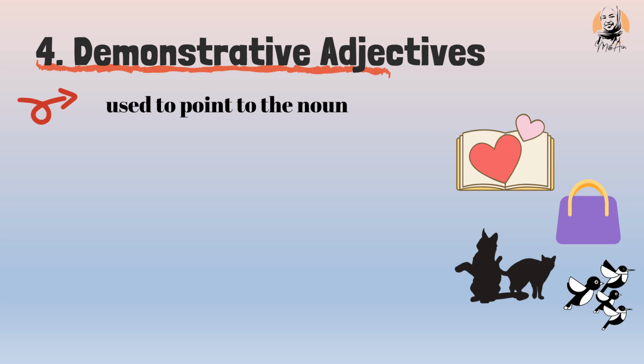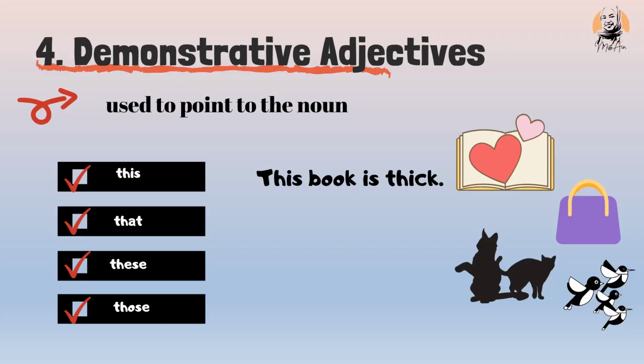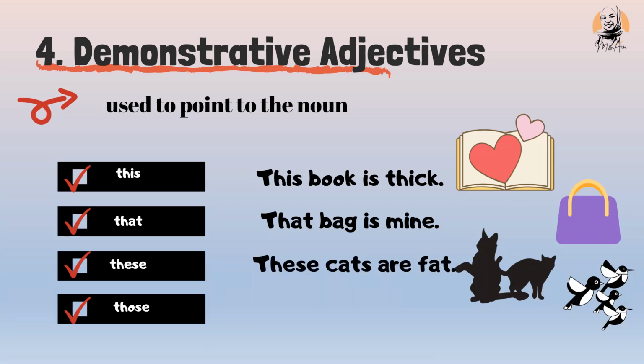The next type of adjective is called demonstrative adjective. These are used to point to the noun. There are only 4, which are this, that, these, those. So it depends on whether it's one or many, or if it's near or far. Let's look at the example. This book is thick. So the book is near, and there's only one book. That bag is mine. The bag is far, and there's only one bag. So next one. These cats are fat. So the cats are near and there are a few cats there. And then those birds are flying. Those are used for things that are far and also many.